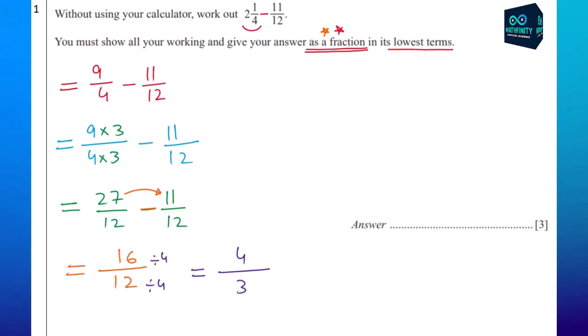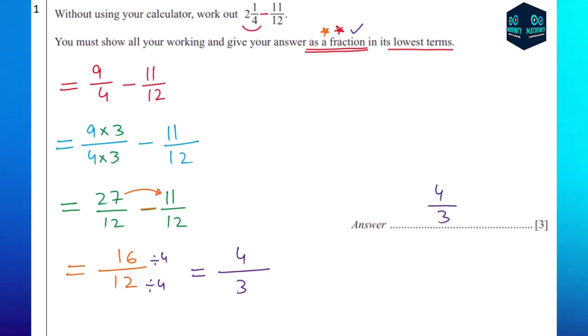Can we simplify more? 4 over 3? No. And according to the requirement of the question, they said give your answer as a fraction. So you need not convert into a mixed number or into a decimal, because this is the requirement that you have, to leave your answer as a fraction. So this is the answer, 4 over 3.